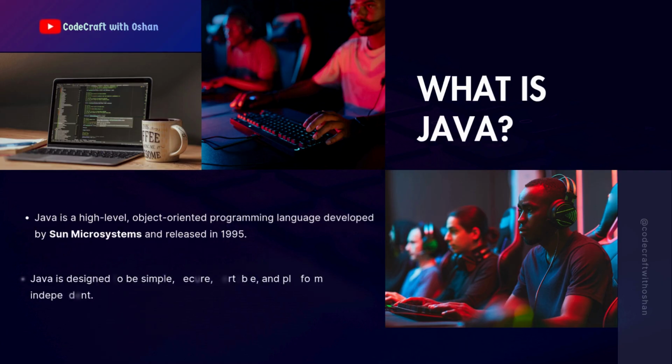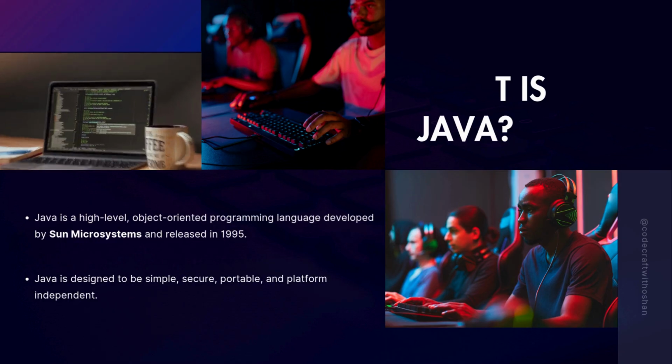One reason Java became so popular is that it is simple to learn, more secure, and can run on different operating systems. Throughout this series, Java will be our primary programming language, so understanding these fundamentals is very important. So, now that we know what Java is, let's take a step back and see how Java actually started.